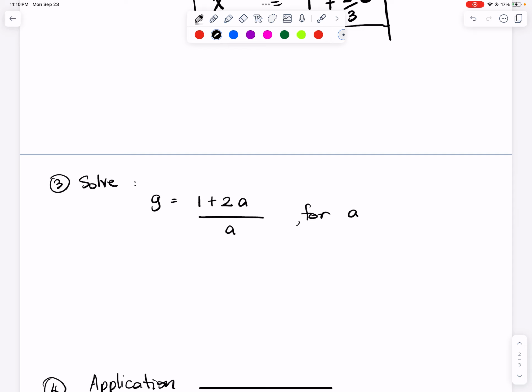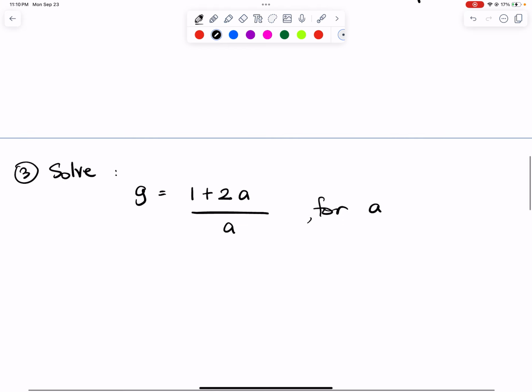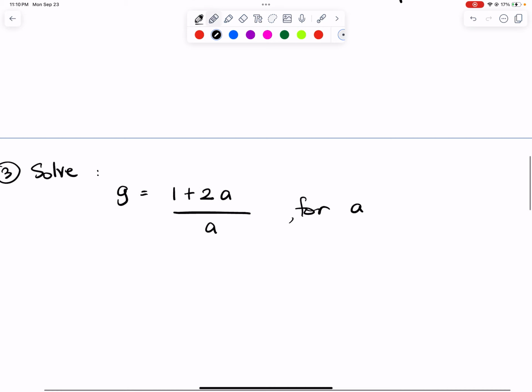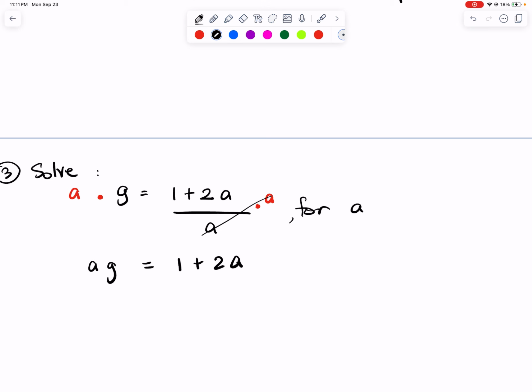All right, so now we're being asked to isolate a. And we have a both in the numerator and in the denominator. So the first thing I'm going to do is multiply both sides by a in order to get that fraction to not be a fraction. And hopefully that helps a little bit. So on the left side, we get ag, and on the right side, these cancel, and we get equals 1 plus 2a. All right, so now we have a on both sides of the equation.